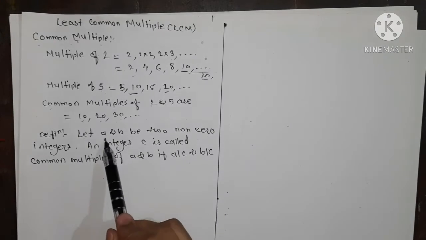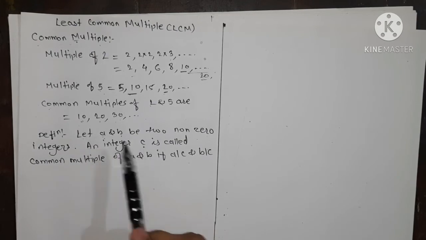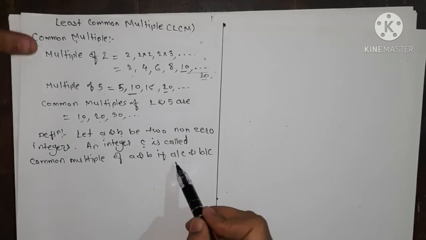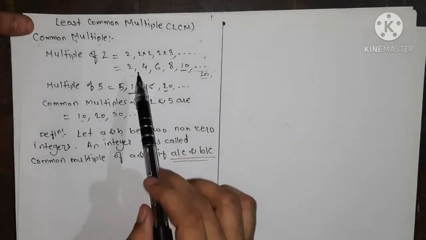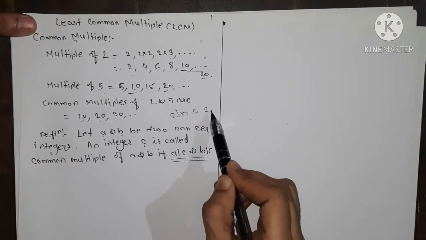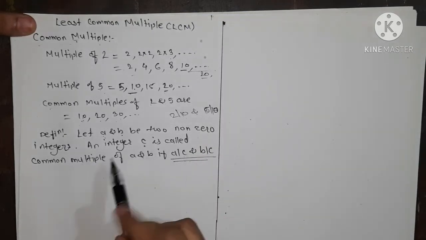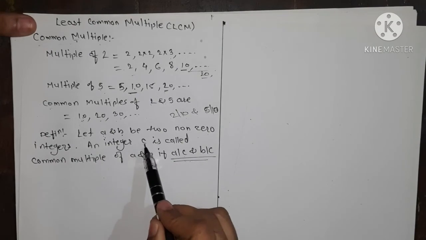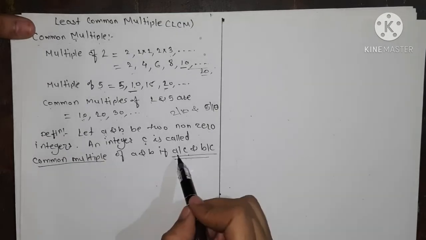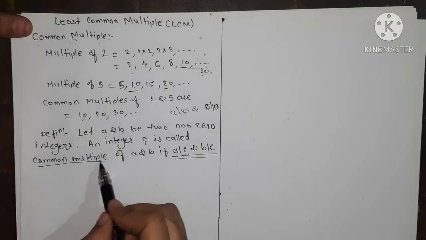So the common multiple of A and B we denote by C, and C is called a common multiple if the integer A divides C and B divides C. As here 10 is the common multiple, 2 divides 10 and 5 divides 10. In the same manner, the definition says that if the numbers A and B both divide C, then we call C a common multiple.